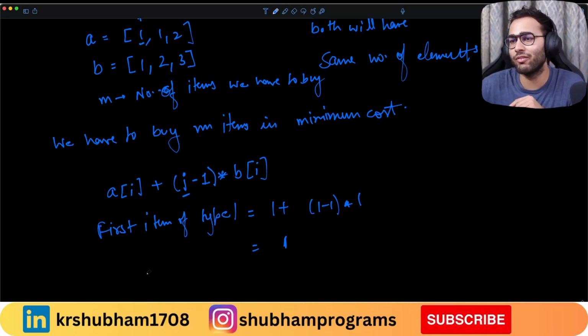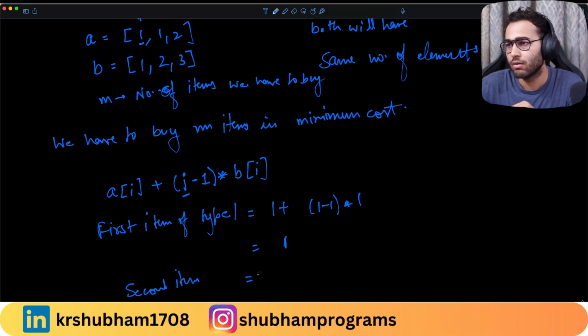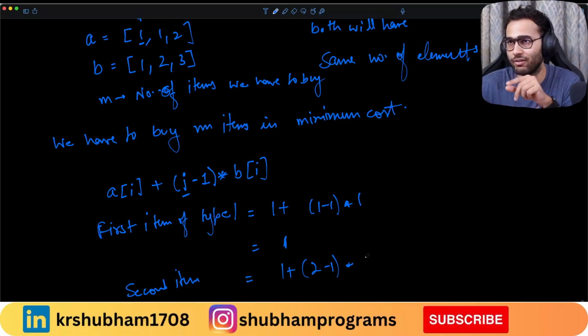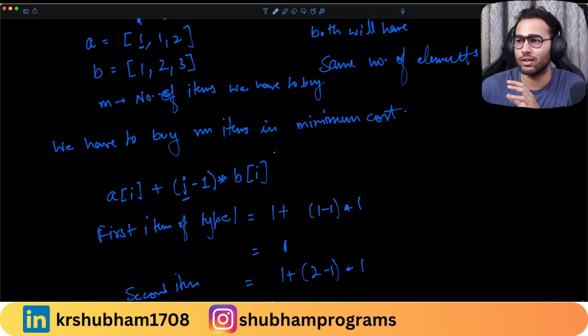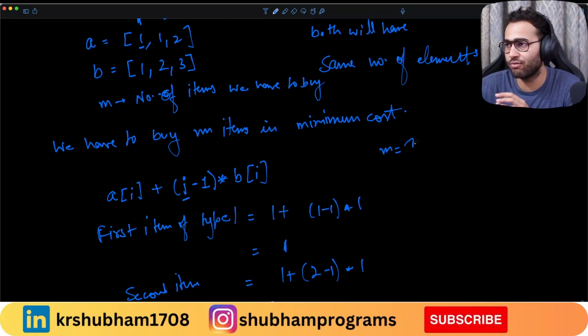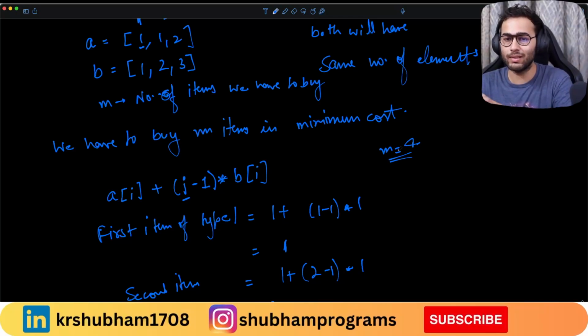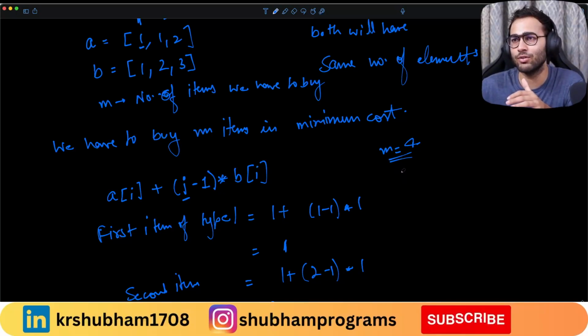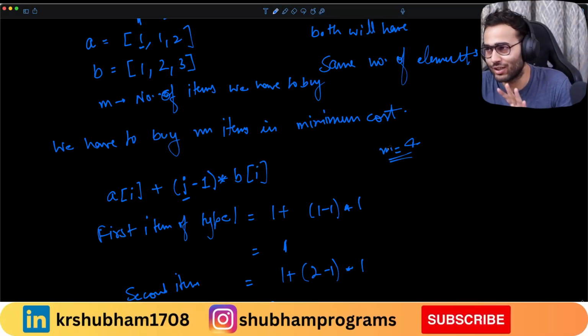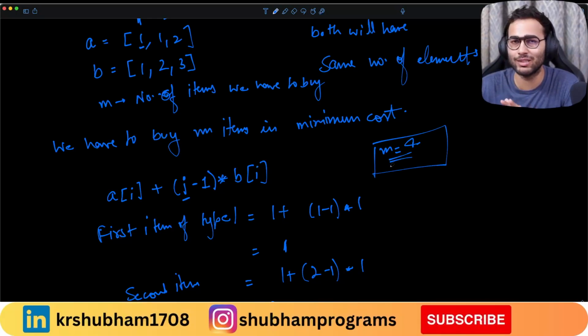The second item of type 1 will cost 1 plus (2 minus 1) into B of 1, which is 1. So this will be 2 and so on. So we have to find out, for example, let's say m is equal to 4, what will be the minimum cost of this. Now, to the keen observer, you can easily see that this question tells you... or maybe I'll just not tell you about that. So this is the problem statement.